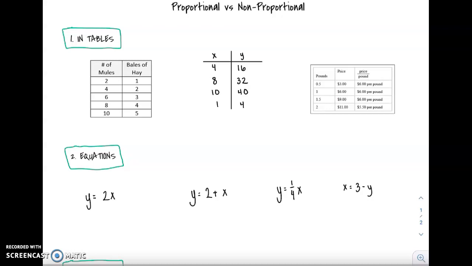I'm just making this video as a review and preview of proportional versus non-proportional relationships. So the review part is we have looked at proportional and non-proportional relationships in tables and equations. And the preview part is that we are now going to look at proportional and non-proportional relationships in graphs.